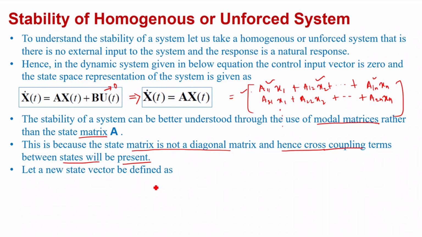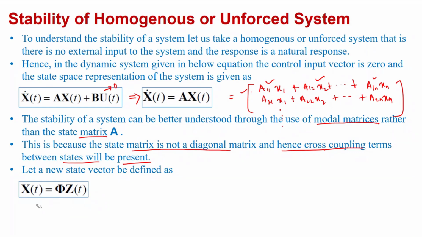So let us define a new state vector, x(t) equal to phi times z(t). We know phi is the right eigenvector matrix. So x(t) is n by 1, phi is n by n, and z(t) is n by 1. Finally, the dimensions match. So let us define the state vector in terms of phi z(t).